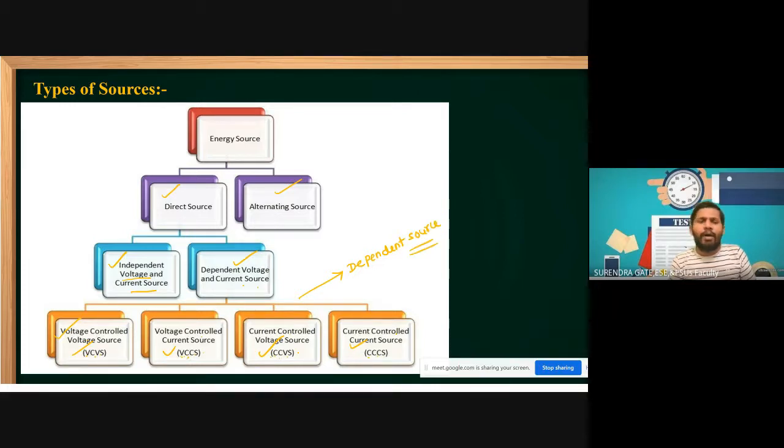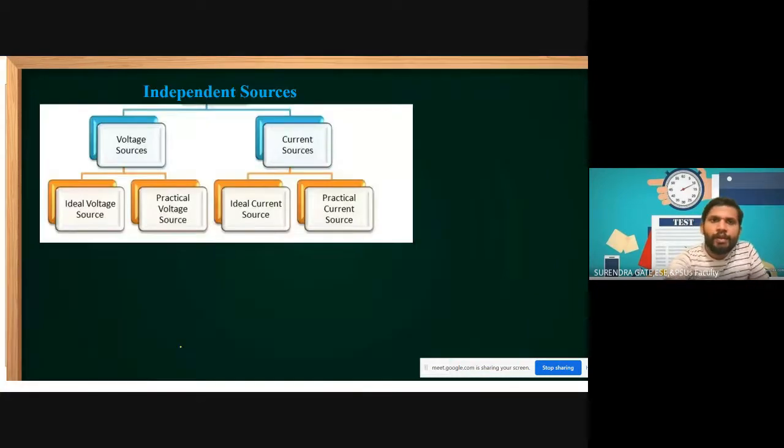During simplifying the networks, the importance of dependent sources is very high. Later I will explain, but mainly concentrate on the independent sources first. The independent sources are voltage sources and current sources. The voltage sources are again ideal voltage source and practical voltage source. The current sources are again ideal current source and practical current source.